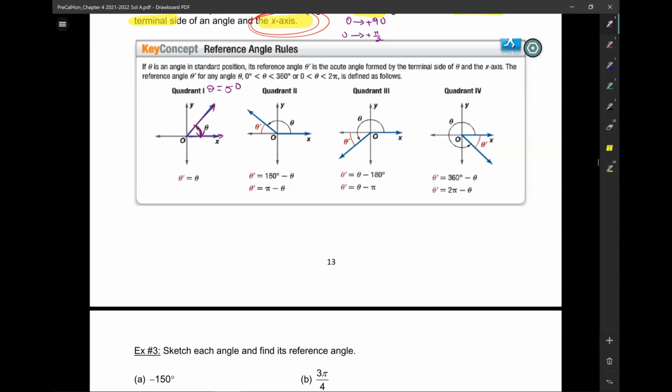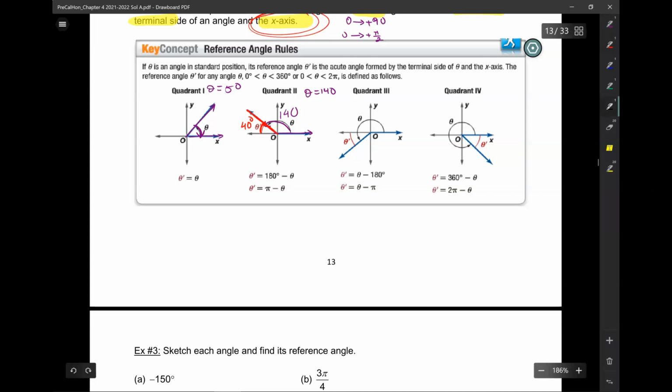Now, suppose I have an angle of 140. 140 looks like this. Where's the terminal side? Here. The reference angle goes from the terminal side to the x-axis. But where? You have to go to the nearest x-axis. From here, I can go either left or right to the x-axis, but I take the shorter route. So if this was 140 until here, what's the distance from here to here? 40 degrees.